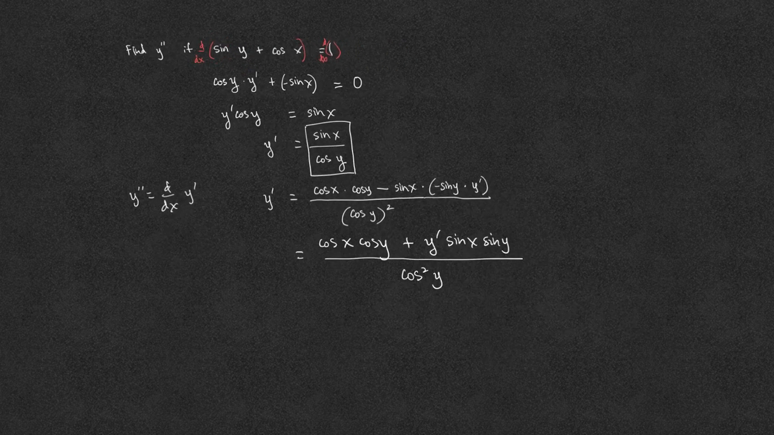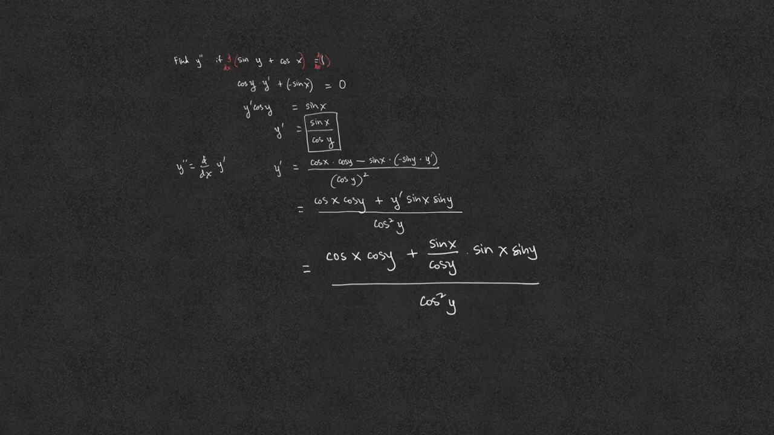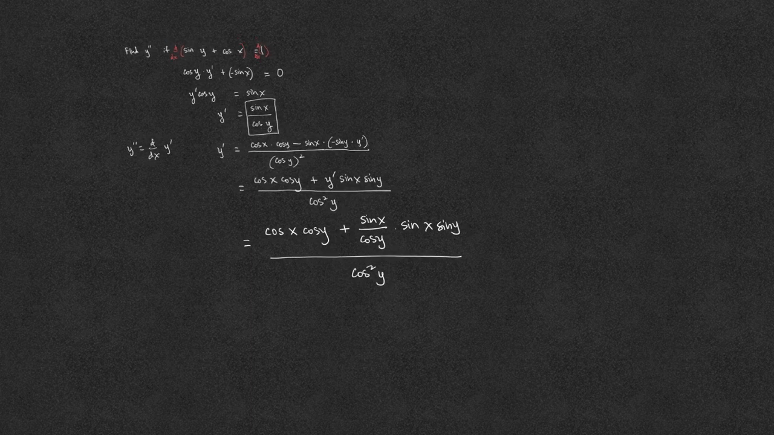There's one more thing we need to do here. There is y prime in this expression, so we would need to rewrite y prime in terms of the expression for y prime that we found earlier. We now have cosine of x cosine of y plus y prime, which is sine of x over cosine of y, and we rewrite everything: sine x sine y, and then over cosine squared of y. This is a complex fraction, so we can't leave it like this.